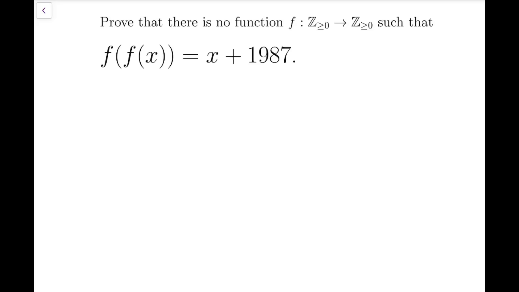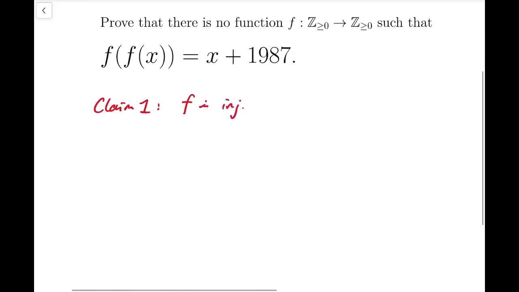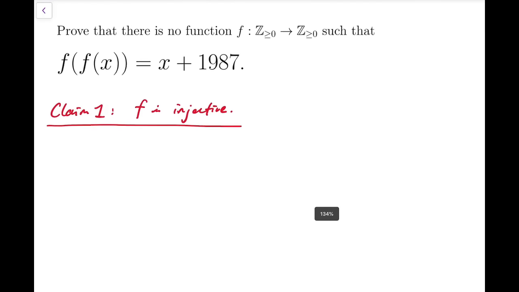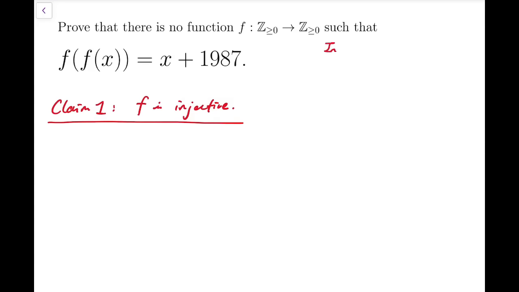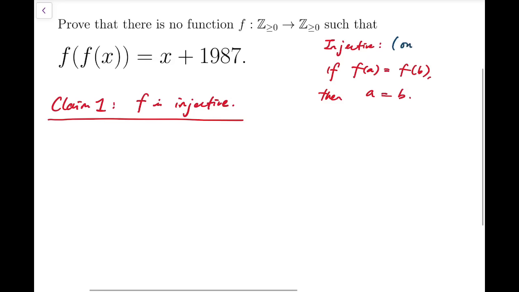My first observation is that this function f is injective. To recall the definition, a function is injective if f of a equals f of b, then a equals b. In other words, a function is injective, or one-to-one, as in we won't have two inputs giving the same output. To show this, we can just do it by definition.